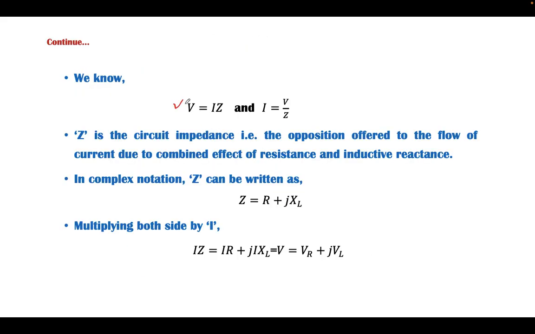Now, for the complete circuit, V is equal to I into Z. Here, Z is nothing but the impedance. Impedance is the combined effect of R and L in an RL circuit. It is the opposition offered to the flow of current due to the combined effect of resistance and inductor. This is impedance.